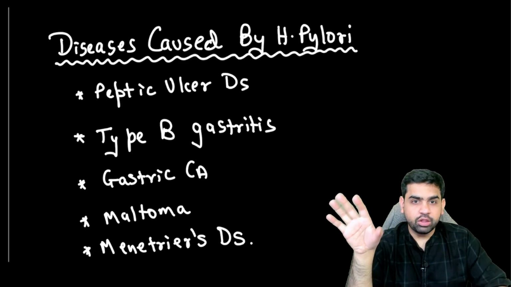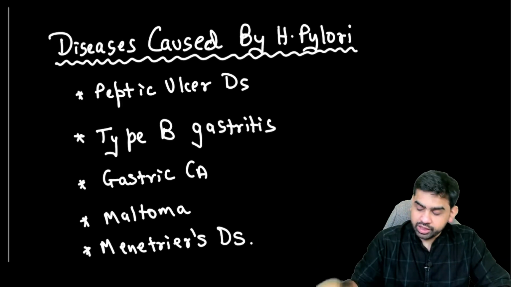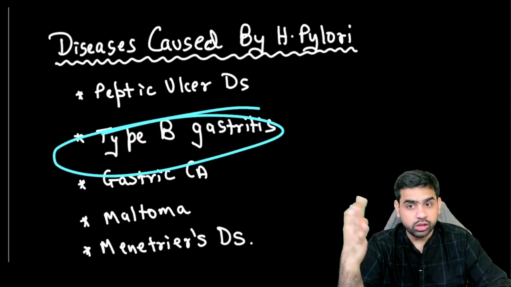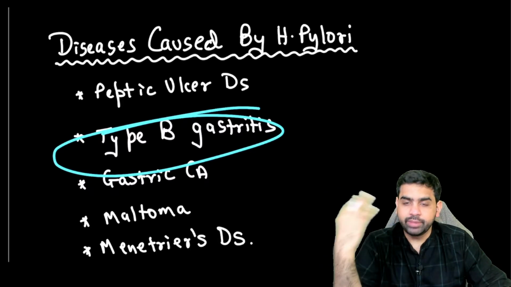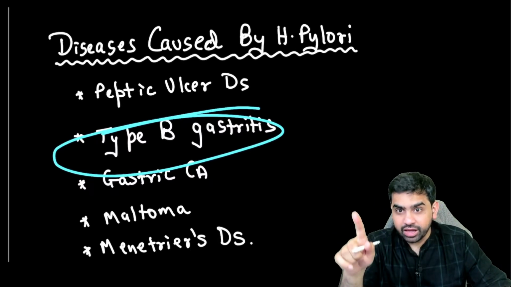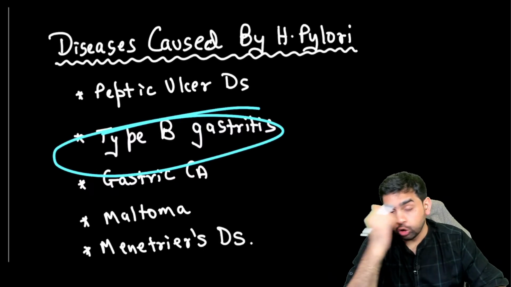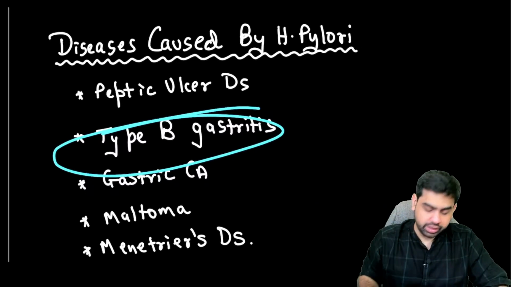Now the problem with H. pylori is that it is associated with so many kinds of diseases. That's all fine. It is associated with type B gastritis. What about type A gastritis? Type A gastritis is basically autoimmune gastritis, which is going to lead to your B12 deficiency. Type B gastritis, how do you remember it? B is for bacteria, which is H. pylori, right? A is for autoimmune, that is the antibodies against the intrinsic factor. So that's what you need to understand.